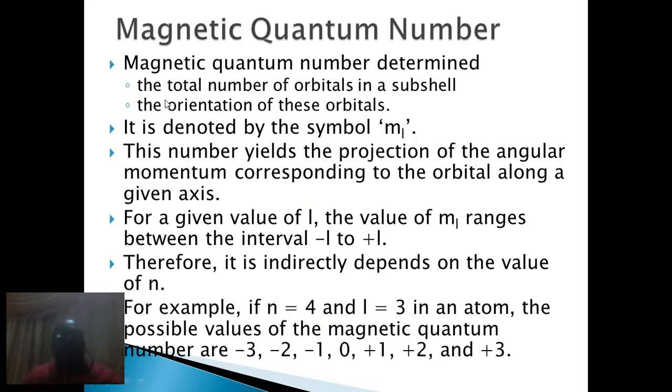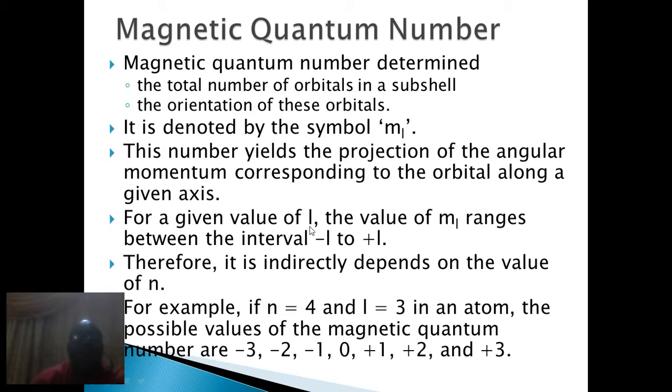Now, the third one, the magnetic quantum number. The magnetic quantum number determines, 1, the total number of orbitals in a subshell, and 2, the orientation of these orbitals. It will determine the total number of orbitals and their orientation. The magnetic quantum number is denoted by m subscript l. This number yields the projection of the angular momentum corresponding to the orbital along a given axis.